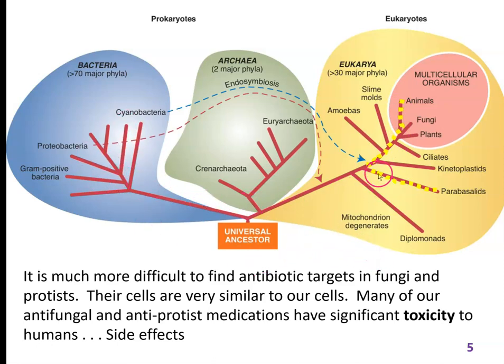So the closer related we are to a pathogen, the harder it is to find drugs that we can safely eat or inject that will kill that pathogen. And so some of the most challenging would be the helminths, because they are right here with us, and their cells are very similar to our cells. Okay, so that's enough of that.